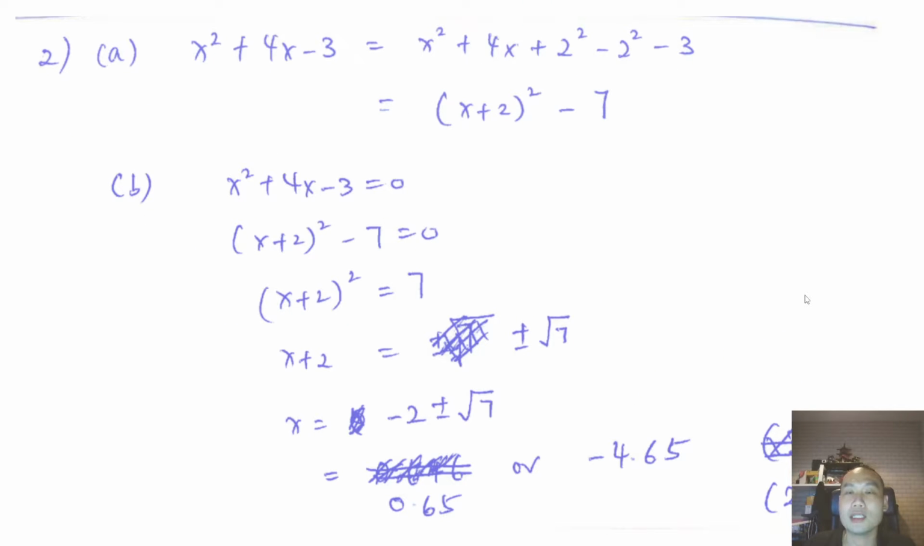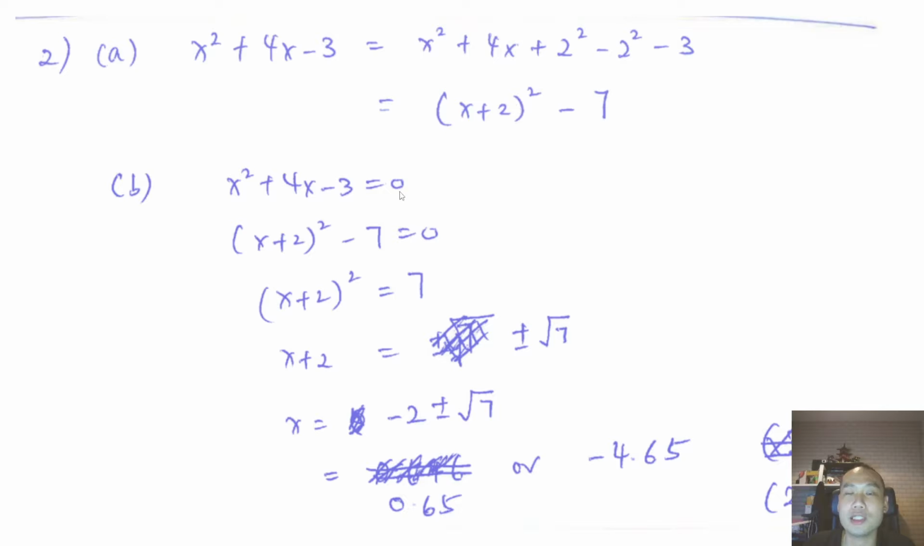Now, question two. Here we are told to actually perform completing the square. So to complete the square, x squared plus 4x minus 3 will give us x squared plus 4x. Then we look at the coefficient of x, which is 4, divided by 2 to get 2. So we plus 2 squared minus 2 squared. Then of course the minus 3 is still there. So x squared plus 4x plus 2 squared is actually (x plus 2) squared. Then minus 2 squared minus 3 results in minus 7. So from here, we have successfully completed the square.